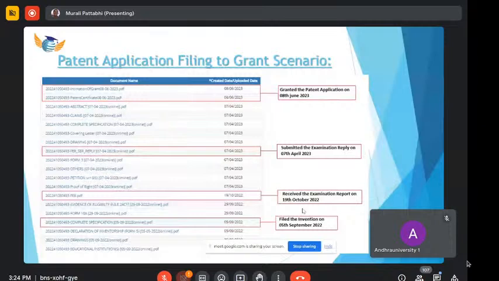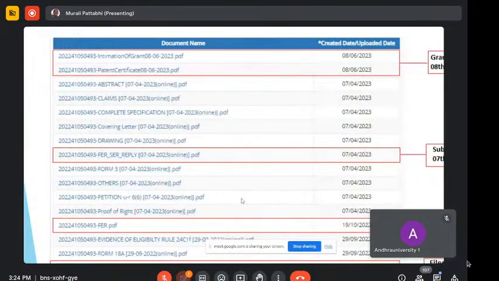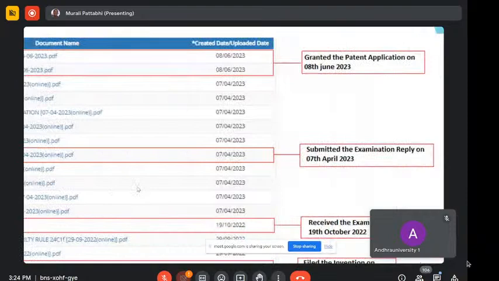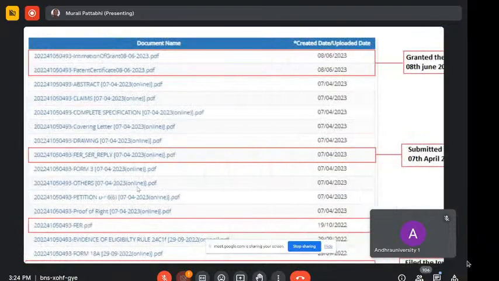If you see, you can find in the patent database itself that it was filed on September 5th, 2022, and we got our FER on 19th October 2022. You can see that. I'll try to zoom. We got the FER on the 19th, and we replied with some modified forms on 7th of April, and by June 8th, 2023 we could get the grant for the patent.